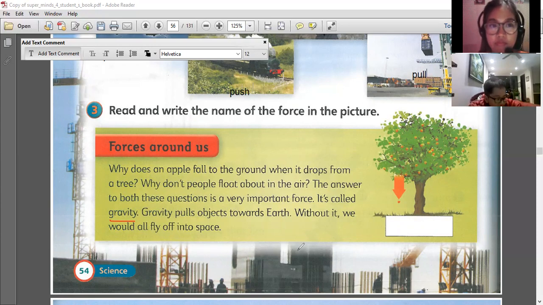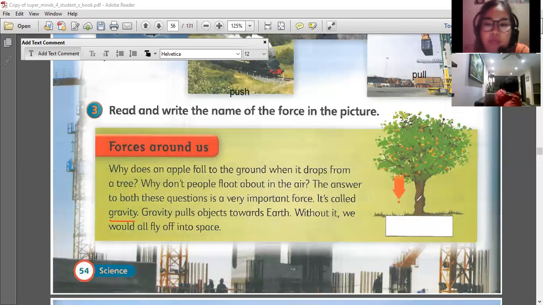So what happens if there's no gravity on Earth? Because all the things on Earth would be. What do you think will happen to us? Just like in the picture. If there's no gravity, the things in the tree will fly. Correct, very good. Just like us, we are also part of the earth. So if there's no gravity, we will also fly off. We can't step on the ground either. Yeah. So that's why gravity is an important force on the earth.